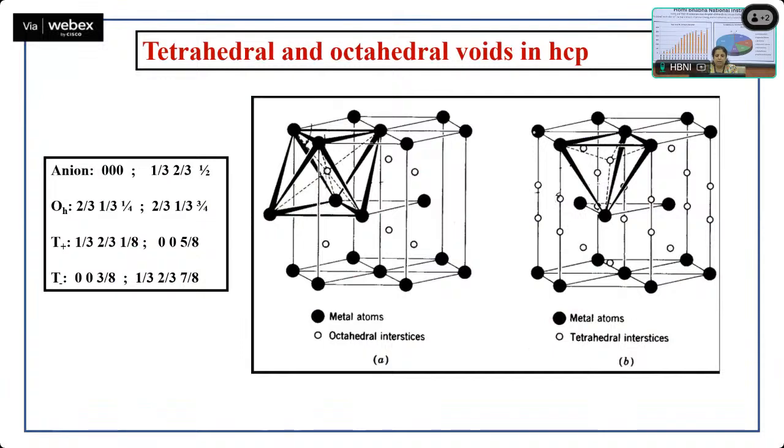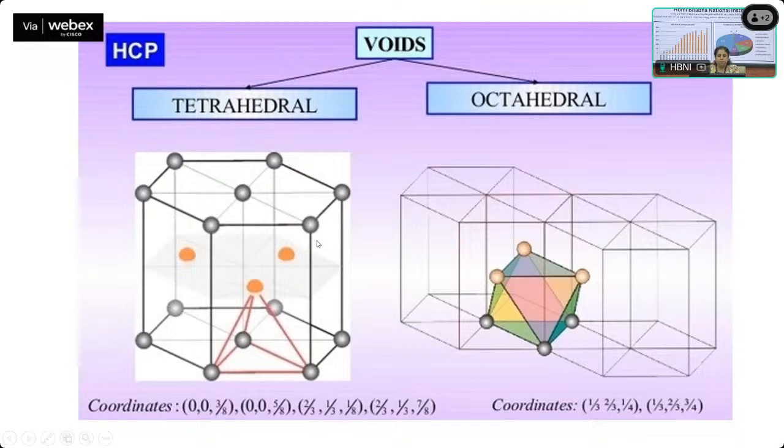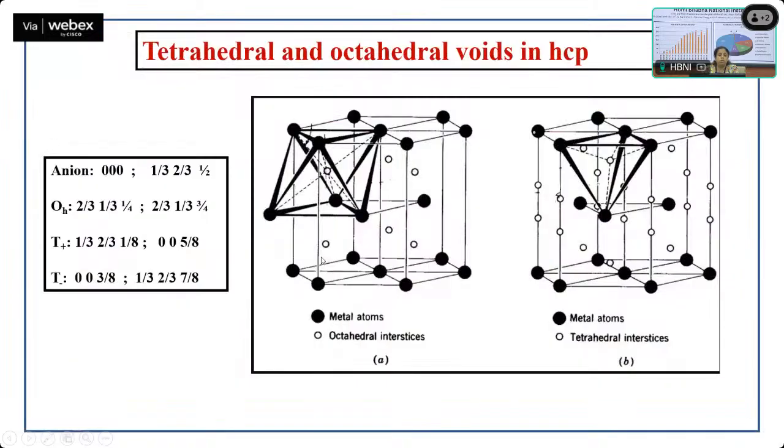Now this is again a very simple attempt, because you also have to give the coordinates to your tetrahedral and octahedral holes. It is easier to do it in cubic close packing because you can relate it to the face centered unit cell. But in hexagonal close packing, you need a little imagination to assign coordinates to your octahedral and tetrahedral holes.